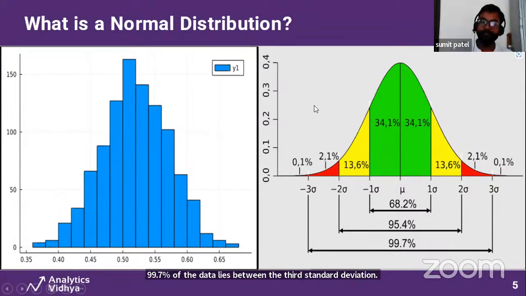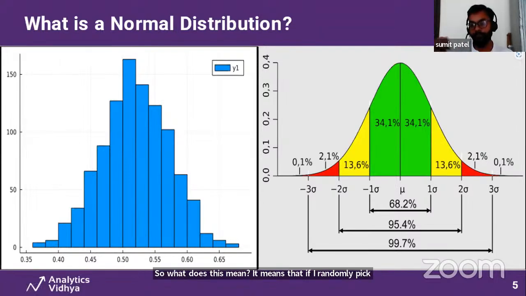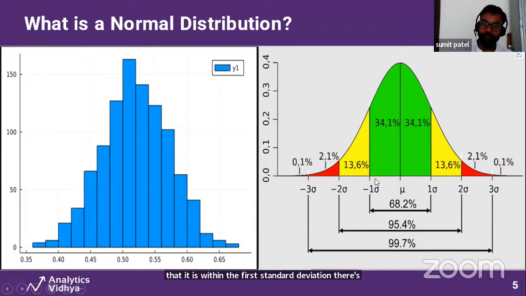So what does this mean? It means that if I randomly pick any number from the whole set, there is a 68.2% chance that it is within the first standard deviation. There's a 95.4% chance that it is within the second standard deviation. And there's a 99.7% chance that it is within the third standard deviation. Then it could go on, right? This is what it means.